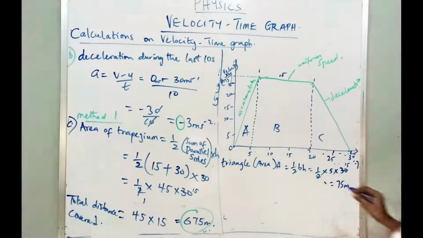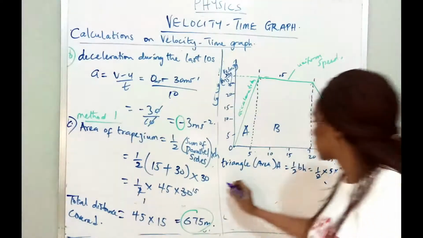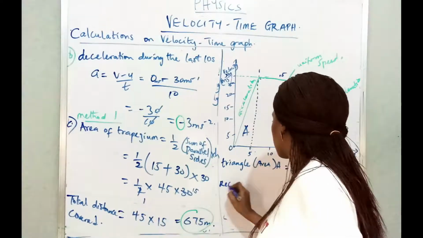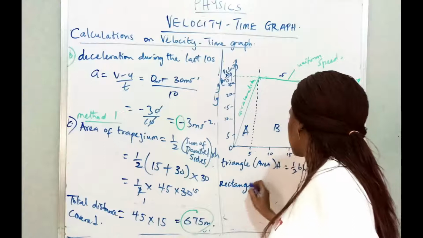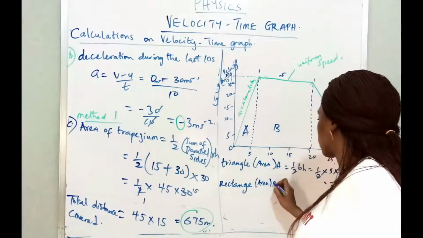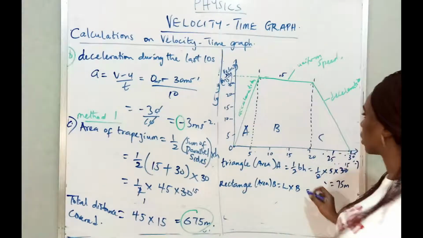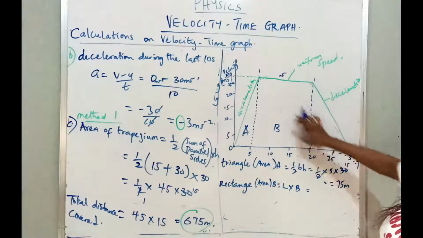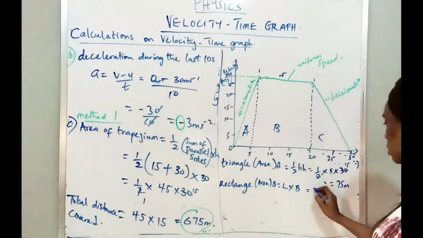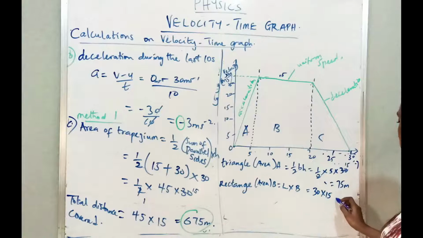Now, for shape B, it is a rectangle. That is length and breadth. Now that will give me the length here. We have 30 and 15, that's 30 times 15, which is equal to 450 meters.